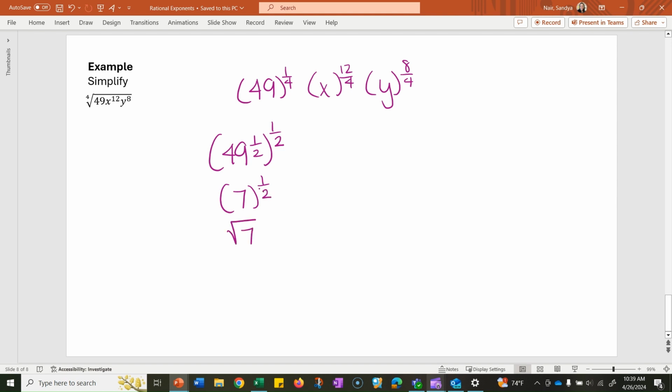If we have x to the 12 over 4, 12 over 4 reduces to just 3, so this is x cubed. 8 over 4 is just going to reduce to 2, so we have y squared. So our final answer is now going to be x cubed y squared times the square root of 7.